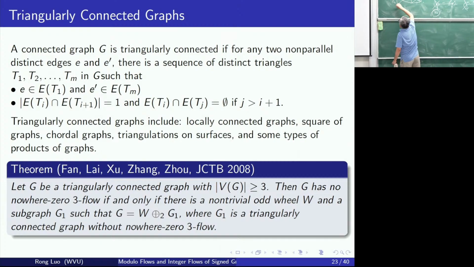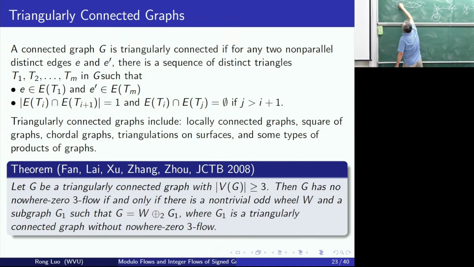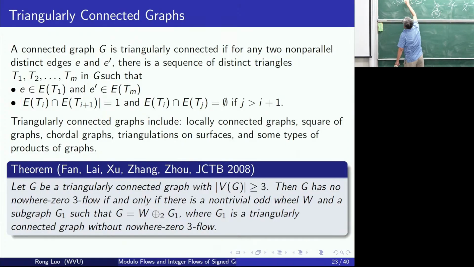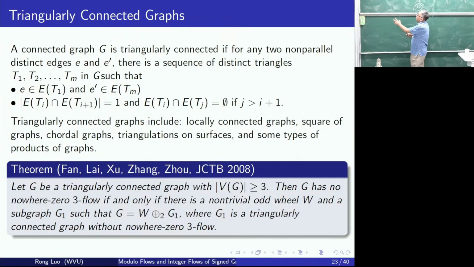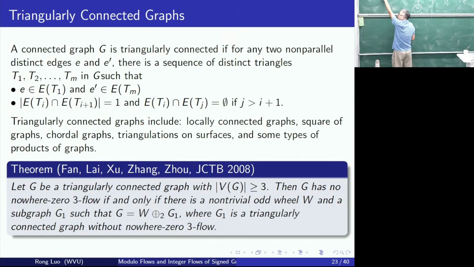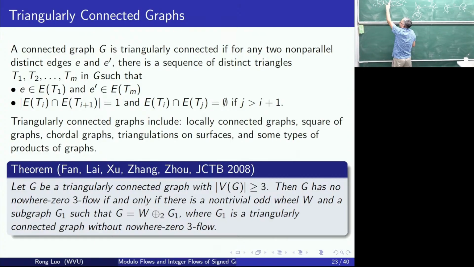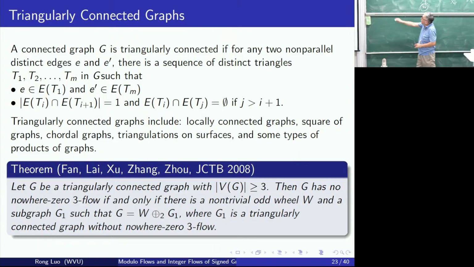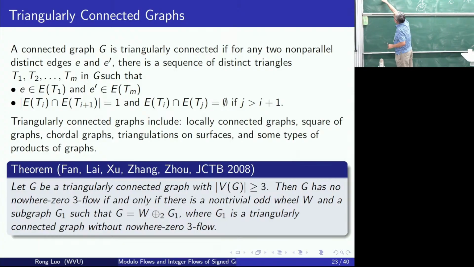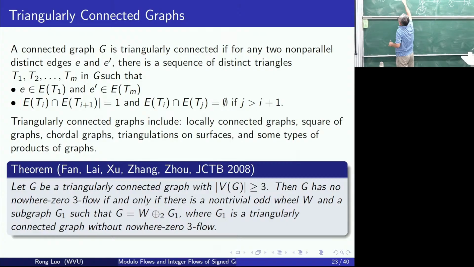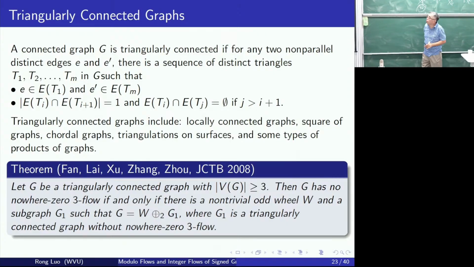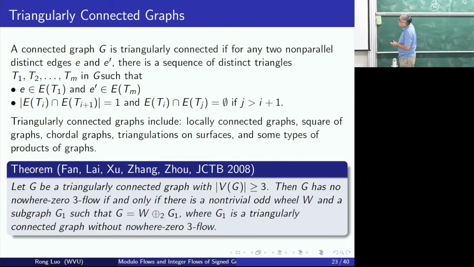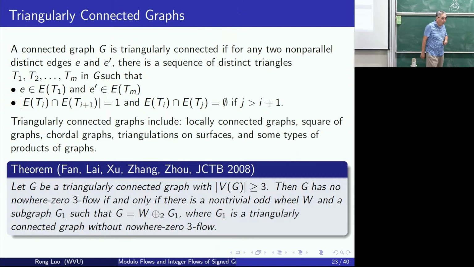So you can always find a sequence of triangles. A sequence of triangles means only two adjacent triangles share a common edge. So T1 and T3 are disjoint, because they don't have a common edge. As long as for any two non-parallel edges, you can find a triangle path to connect them, this is called a triangular kinetic graph. And for the triangular kinetic graph, it's quite easy to see that this graph admits a nowhere zero 4 flow.